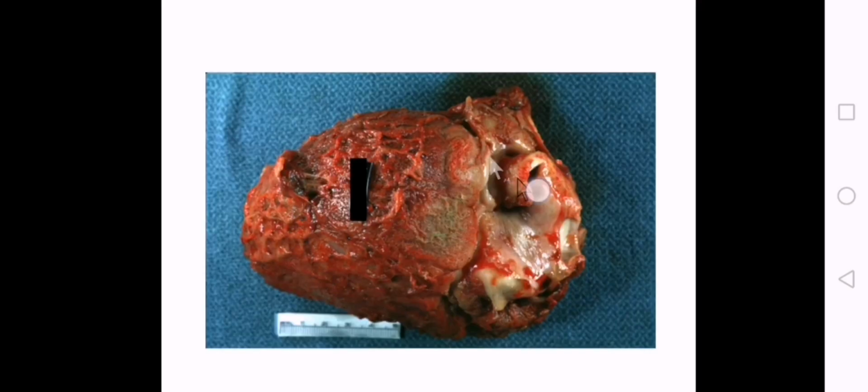Again, this is the heart. This is the irregular outer surface. هاي الفايبرين coagulated masses تعطيني the bread and butter appearance of acute fibrinous pericarditis.